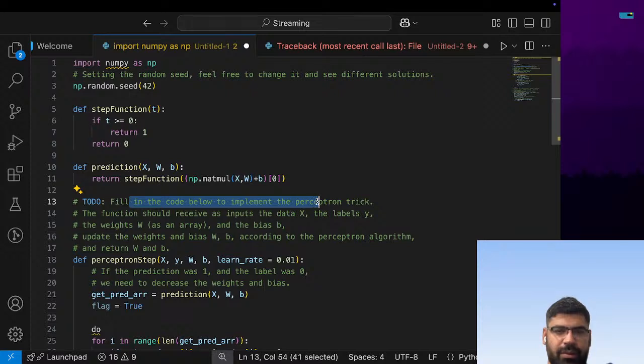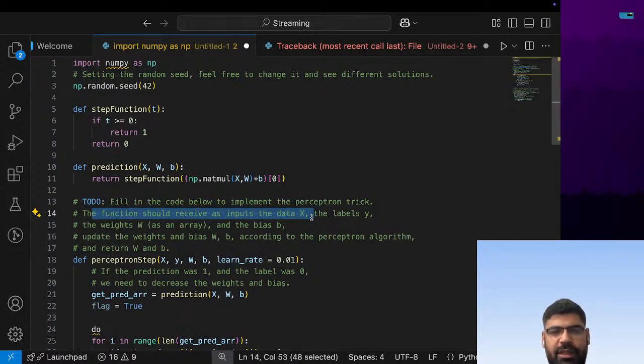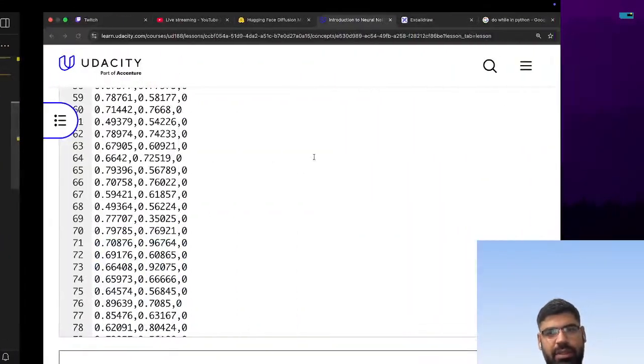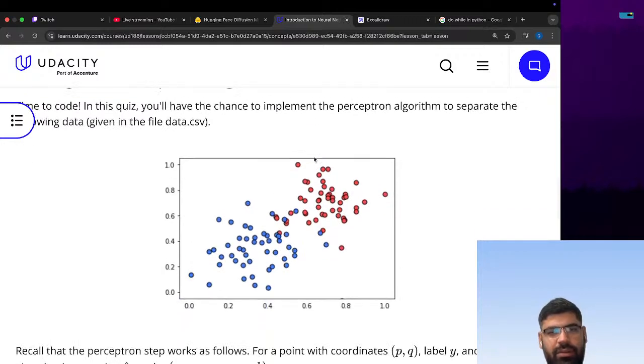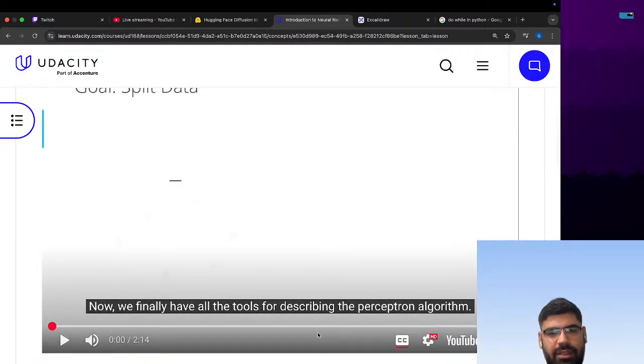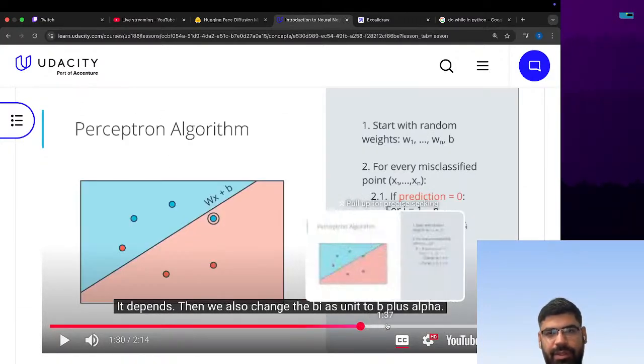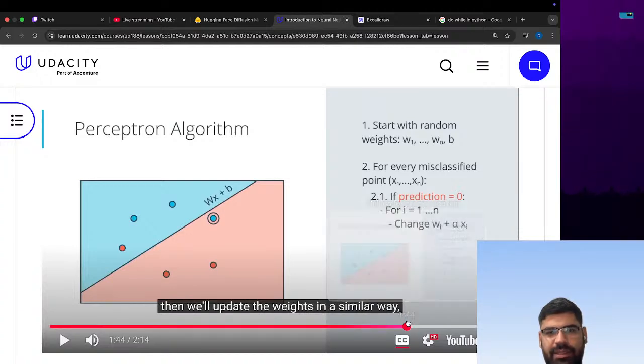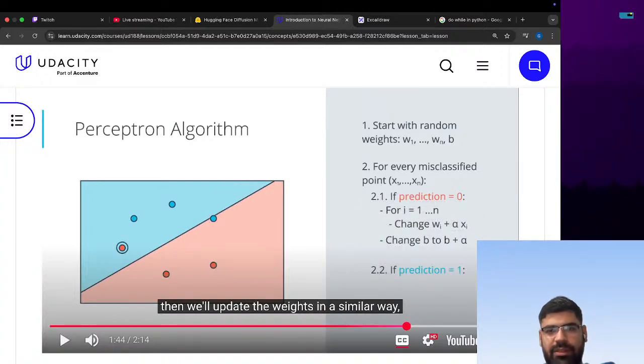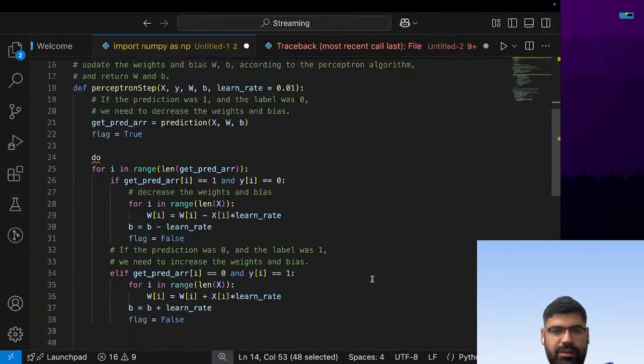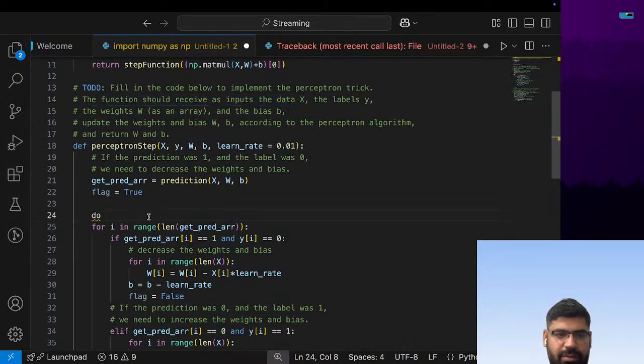Fill in the code below to implement the perceptron. The function receives as inputs the data x and labels y, the weights as an array, and the bias. Update the weights and bias according to the perceptron algorithm. The whole algorithm basically says that for every misclassified step, if the prediction is this, do this; if the prediction is that, do that. So I think this might do the job.